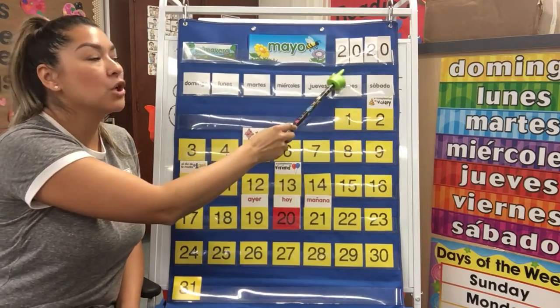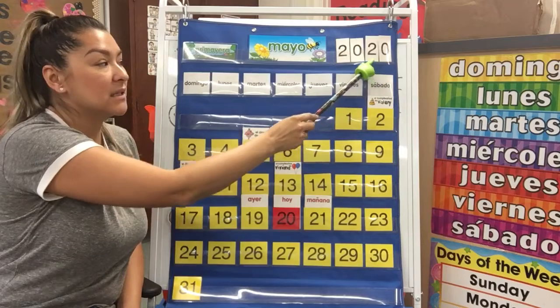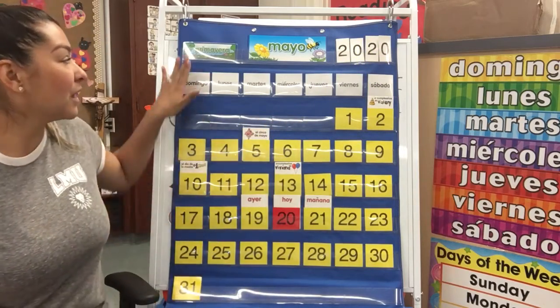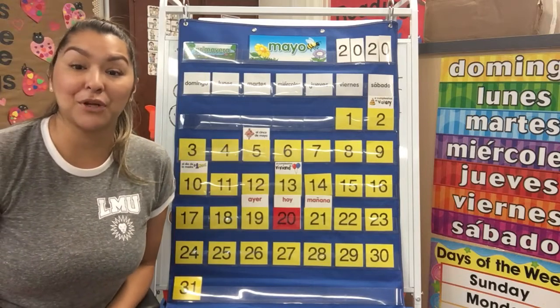So today is Wednesday, the 20th of May. And we are in the year 2020. Okay, there's that number 20 again that we saw down here. Very good. The season that we are in is the spring season.